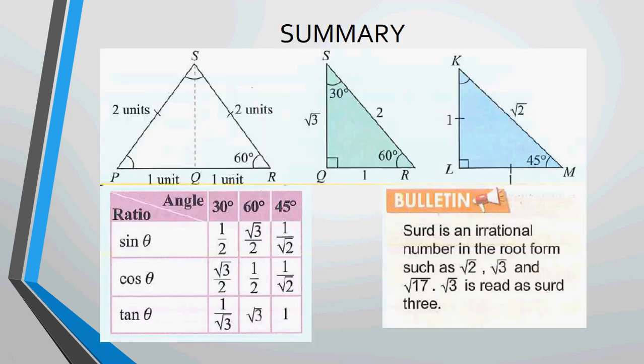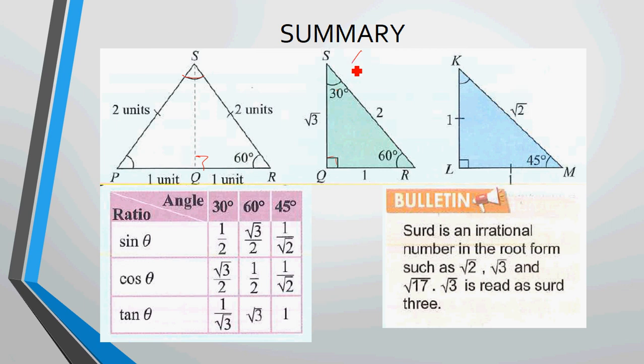Okay, so let's see the summary. This is the first diagram. The first diagram here is similar to what I drew just now. This is an equilateral triangle with 2 unit length. We divide this into 2 parts, so we have 1 unit here and 1 unit. This is still 2 and 2. So we separate this, and it becomes this triangle. This 60 degree becomes 30 degree. This is 90 degree. So it becomes a right angle triangle.